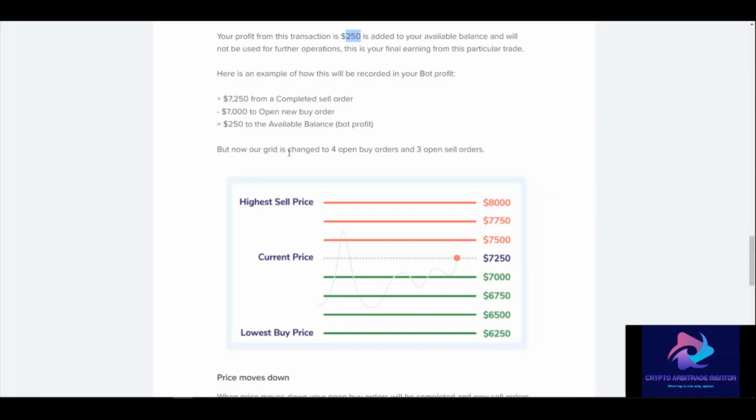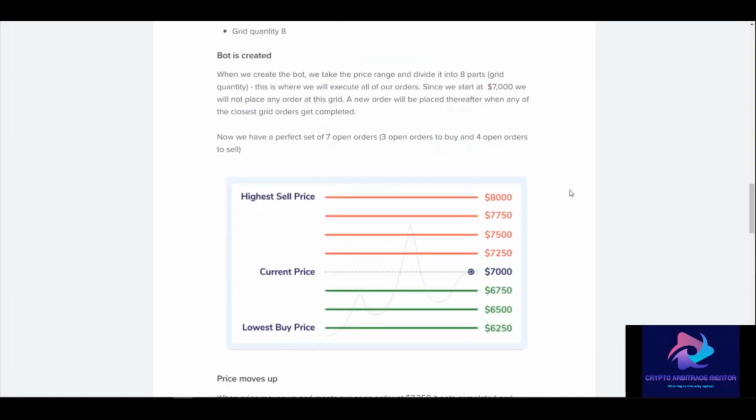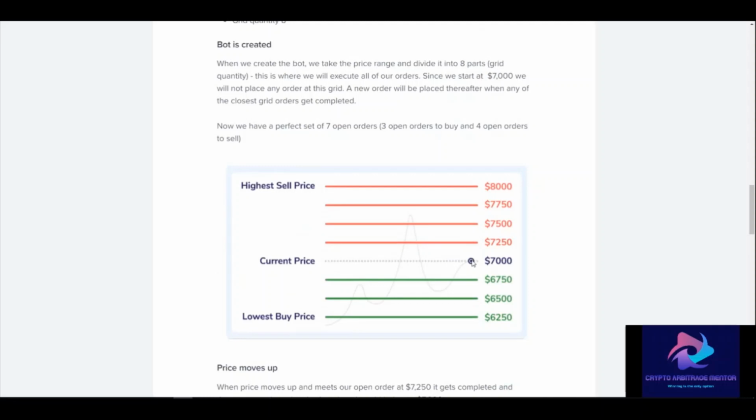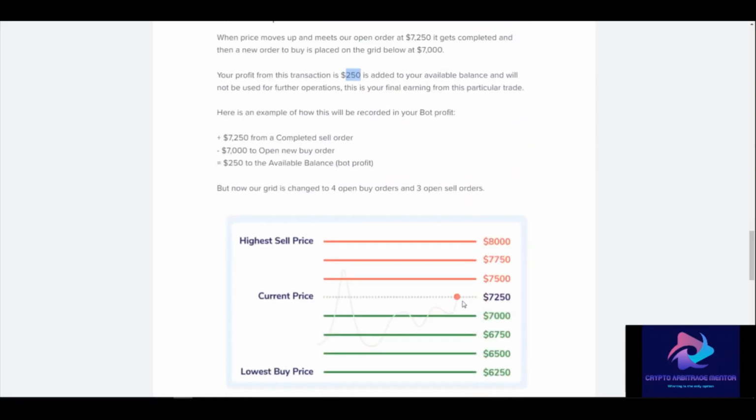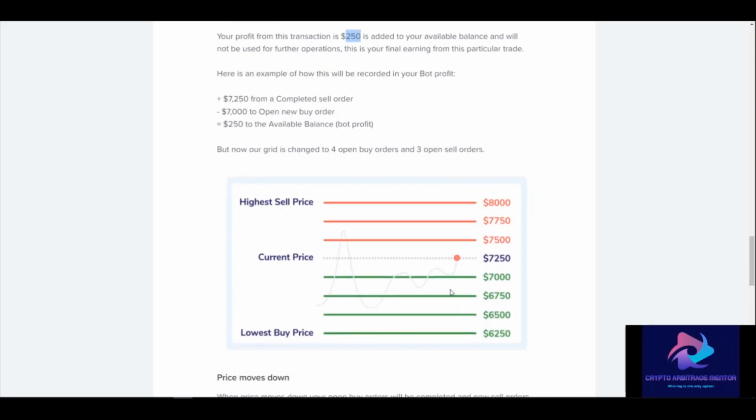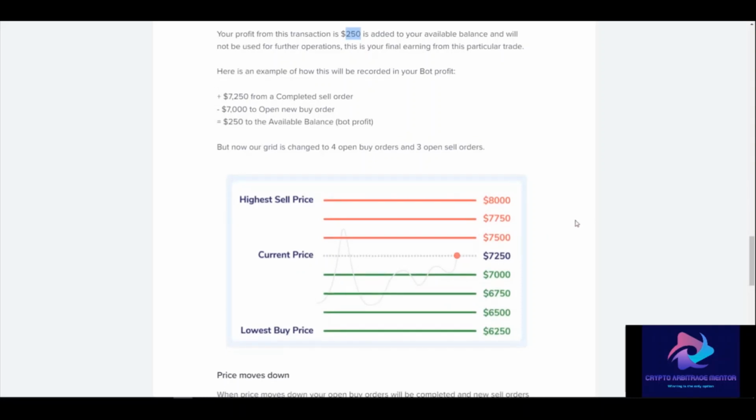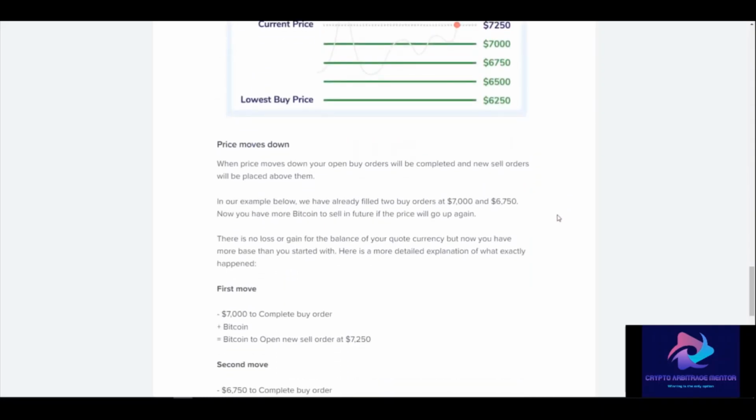But now our grid changed to 4 open buy orders and 3 open sell orders. Now when the price moves from here to here, the price goes from 7,000 to 7,250. The difference is that when the price is around here, of course, a new buy order is placed in the lower price, at 7,000, and now we have more grids in buy orders than selling orders. But what happens if the price moves down and your open buy order is completed and the sell order is placed above it?